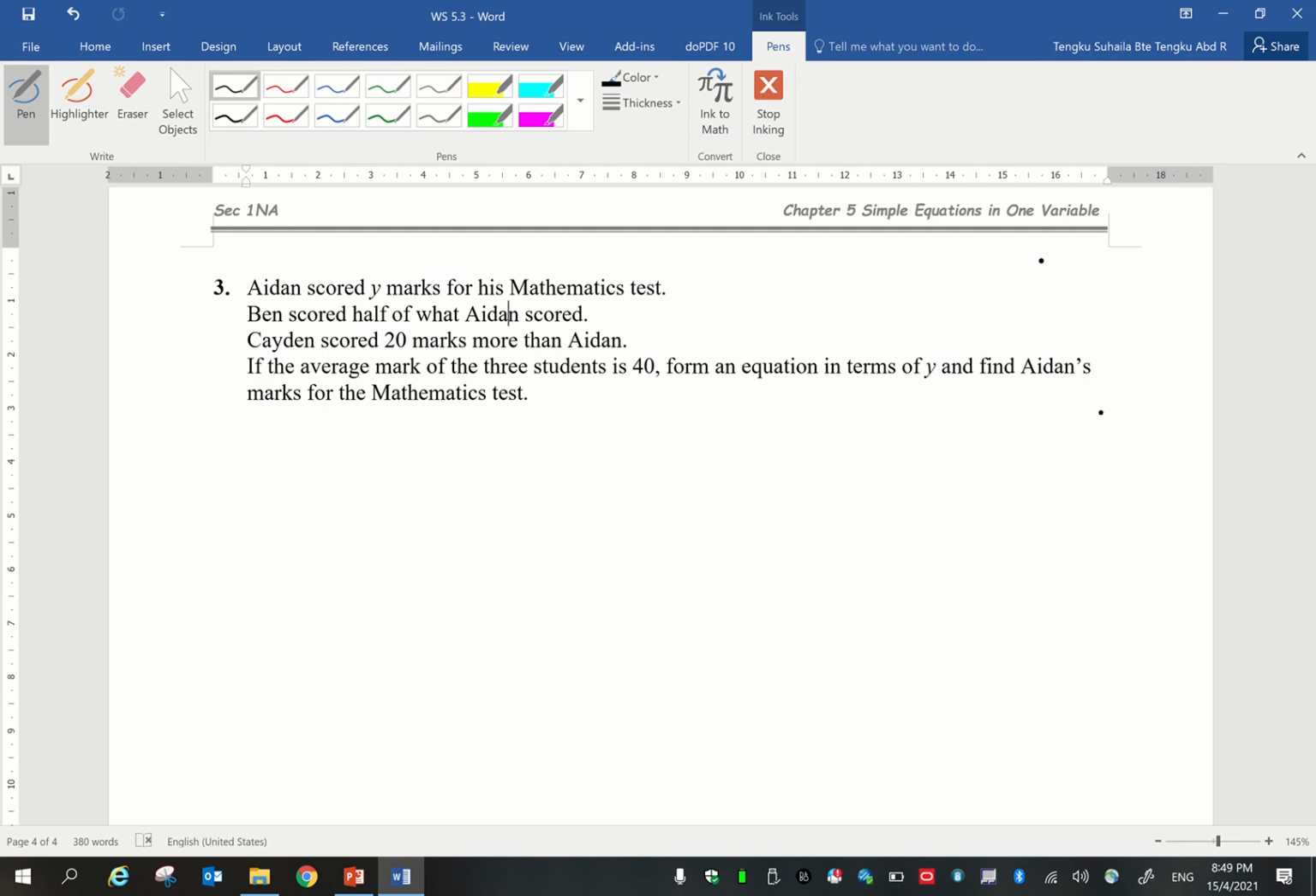So let's read the question carefully. Aiden scored Y marks for his mathematics test. Ben scored half of what Aiden scored. Caden scored 20 marks more than Aiden.